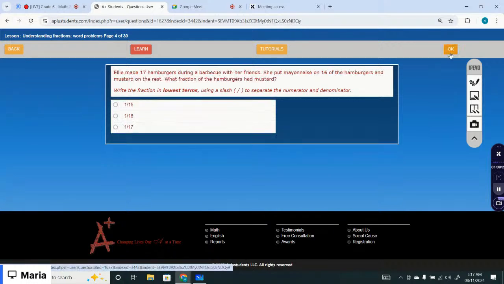Ali made 17 hamburgers during a barbecue with her friends. She put mayonnaise on 16 of the hamburgers and mustard on the rest. What fraction of the hamburgers had mustard? So which is the correct option?